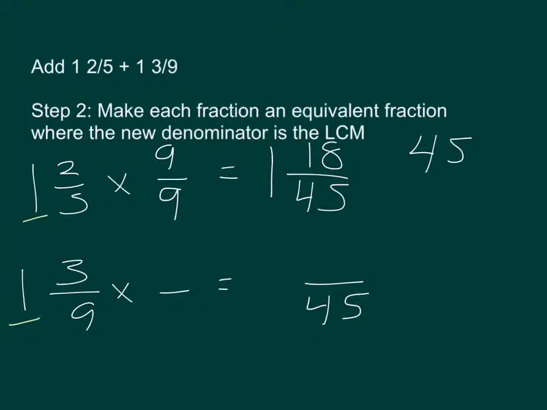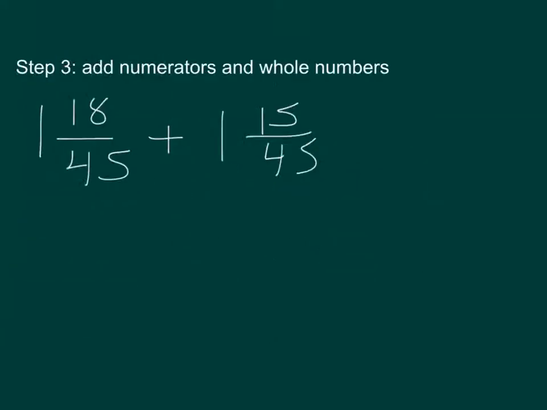And now down to the bottom, 9 times what equals 45? Well, once again, it's 5. Pretty simple. And multiplying our numerators now, 3 times 5 equals 15. And add our whole number back in. So now we have a problem where the denominators are the same, and now we can add them together.